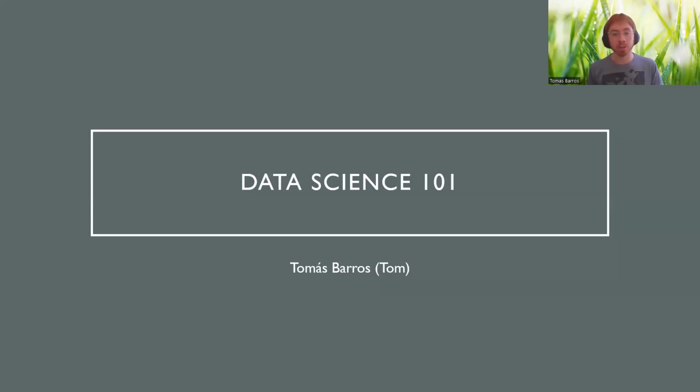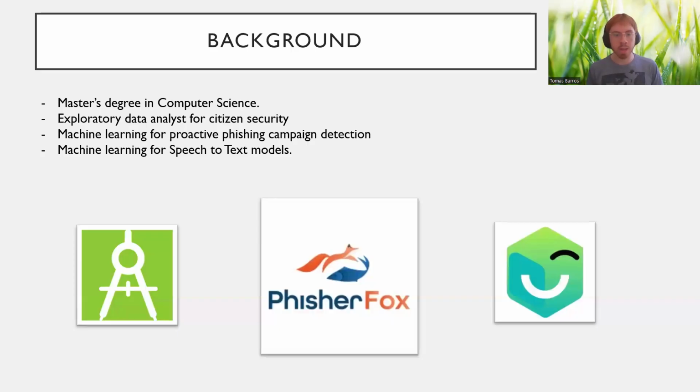My name is Tomás Barros, and I know it might be difficult to pronounce that, so you can just call me Tom. My background is that I'm currently pursuing a master's degree in computer science. I've worked as an exploratory data analyst for citizen security here in Chile, and I've also worked as a machine learning engineer looking to proactively detect phishing campaigns on the internet, and also I've worked a bit on speech-to-text models.